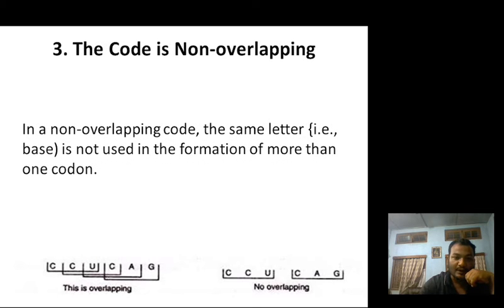Next, the code is non-overlapping. When we write the genetic code, we never use any punctuation, for example a comma. So always it is continuous, we have to write continuously. Actually, I was talking about the code being commaless, but actually the code is non-overlapping. That means one letter is not used in the formation of more than one codon. You can observe this in the second image. One letter is involved in forming only one codon, so it never overlaps like this. So genetic code is, that's why, non-overlapping.